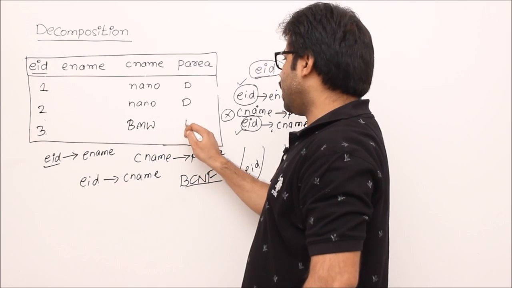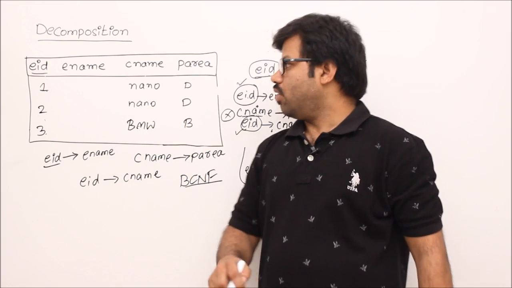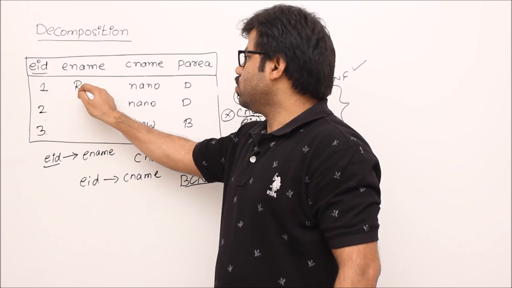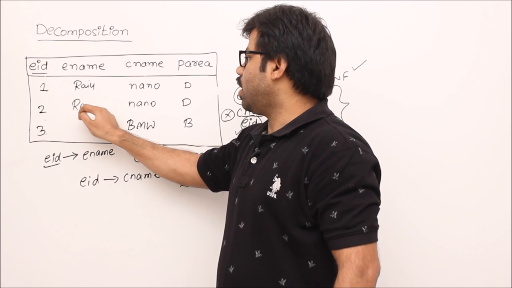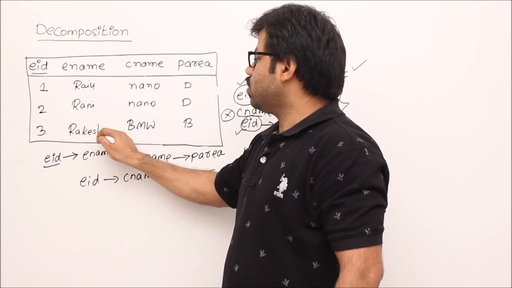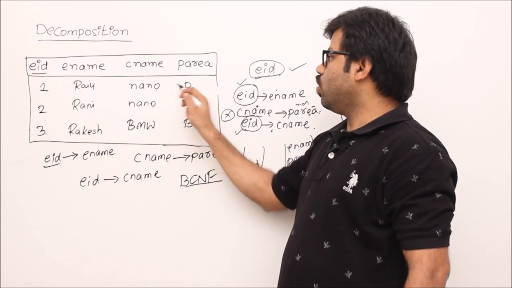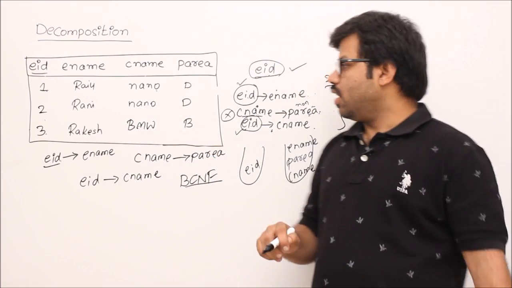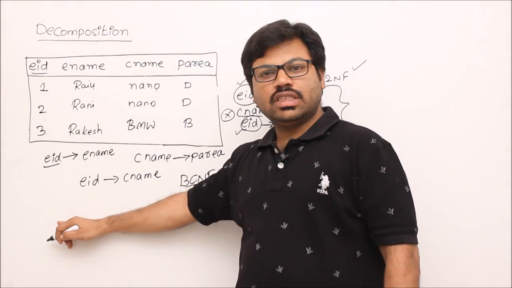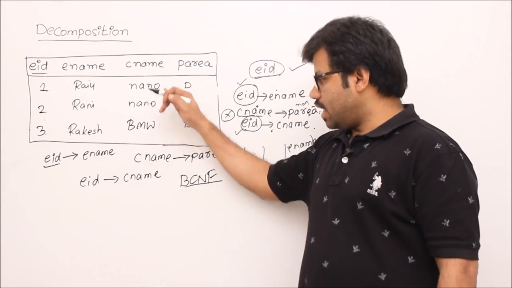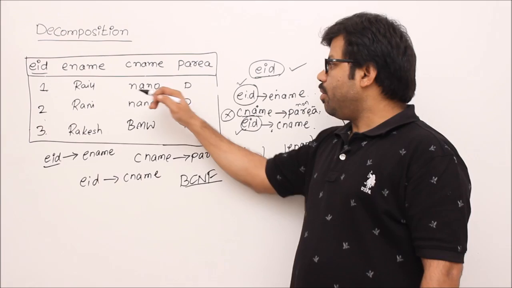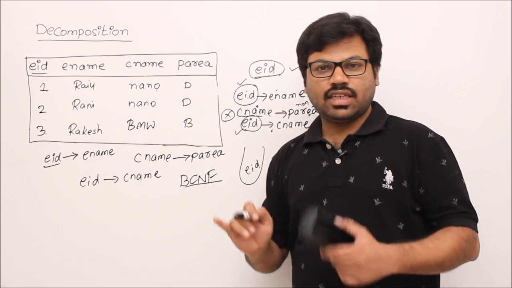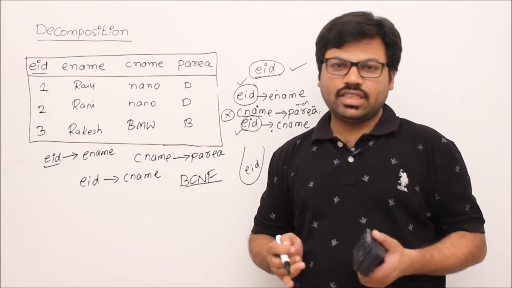And it goes to parking area B. Now employee name is, let's say, Raju, 2 is Rani, 3 is Rakesh. So we know that nano car should go to parking area D, correct? Now if there are 100 employees and every employee has a nano car, then you will be writing nano D unnecessarily so many times. Then you get updation anomaly.